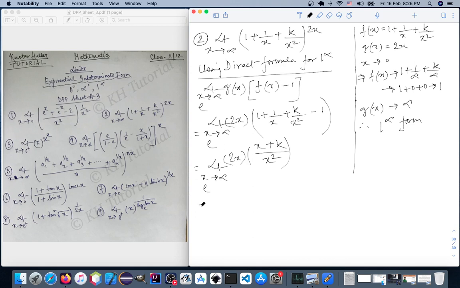This becomes e to the power limit x tends to infinity, we bring the 2 outside, and we get x plus k by x.